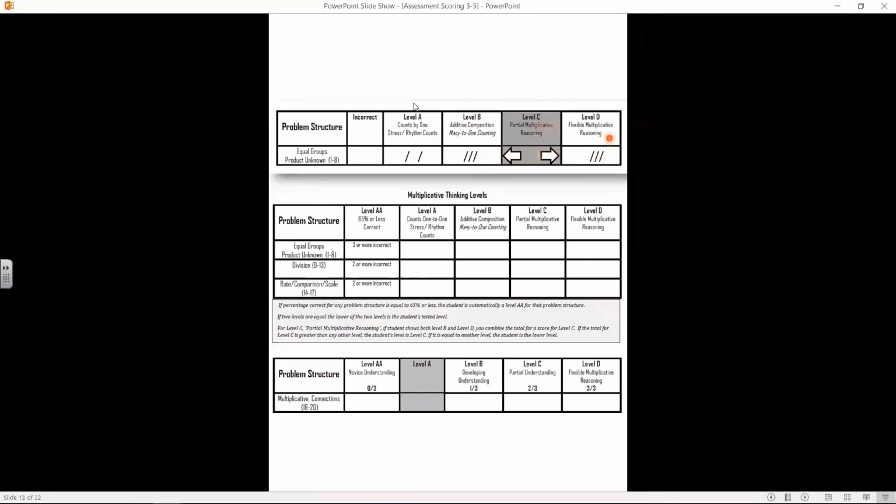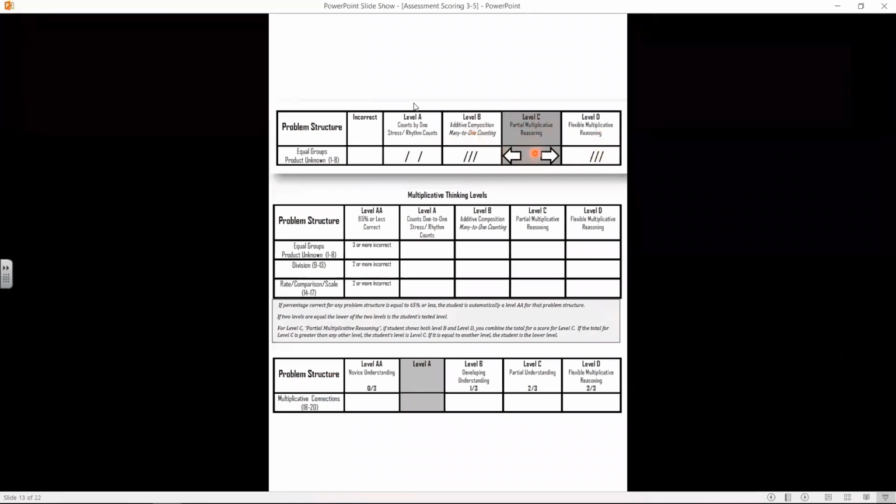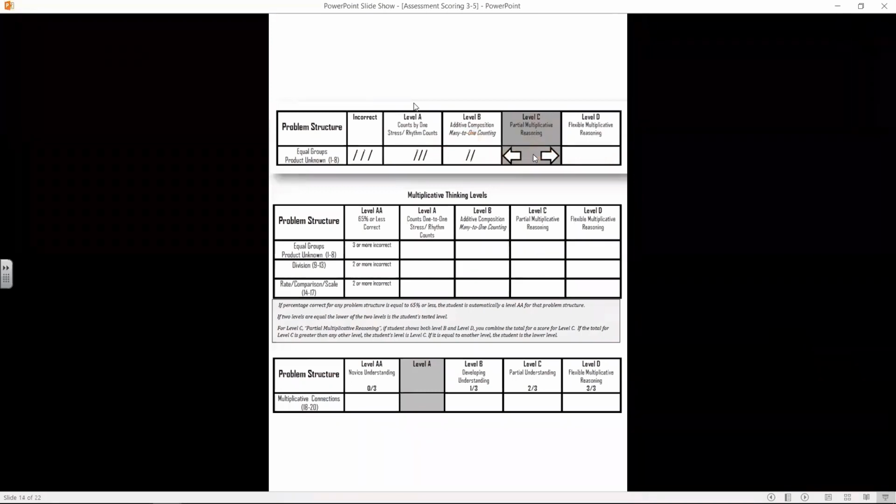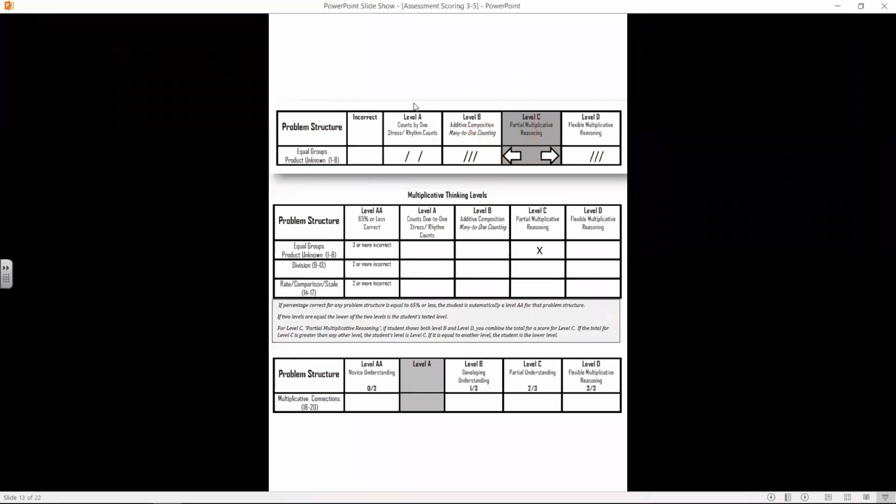And the reason is, remember, level C, they show that they have multiplicative reasoning, but they also float back between sort of skip counting, additive composition. That's why they're considered to be partial. So if there's 3 there and 3 there, it automatically goes in there, and that would be 6 for level C. So it'd be 6 there to 2 down there, and that would be a level C for them.